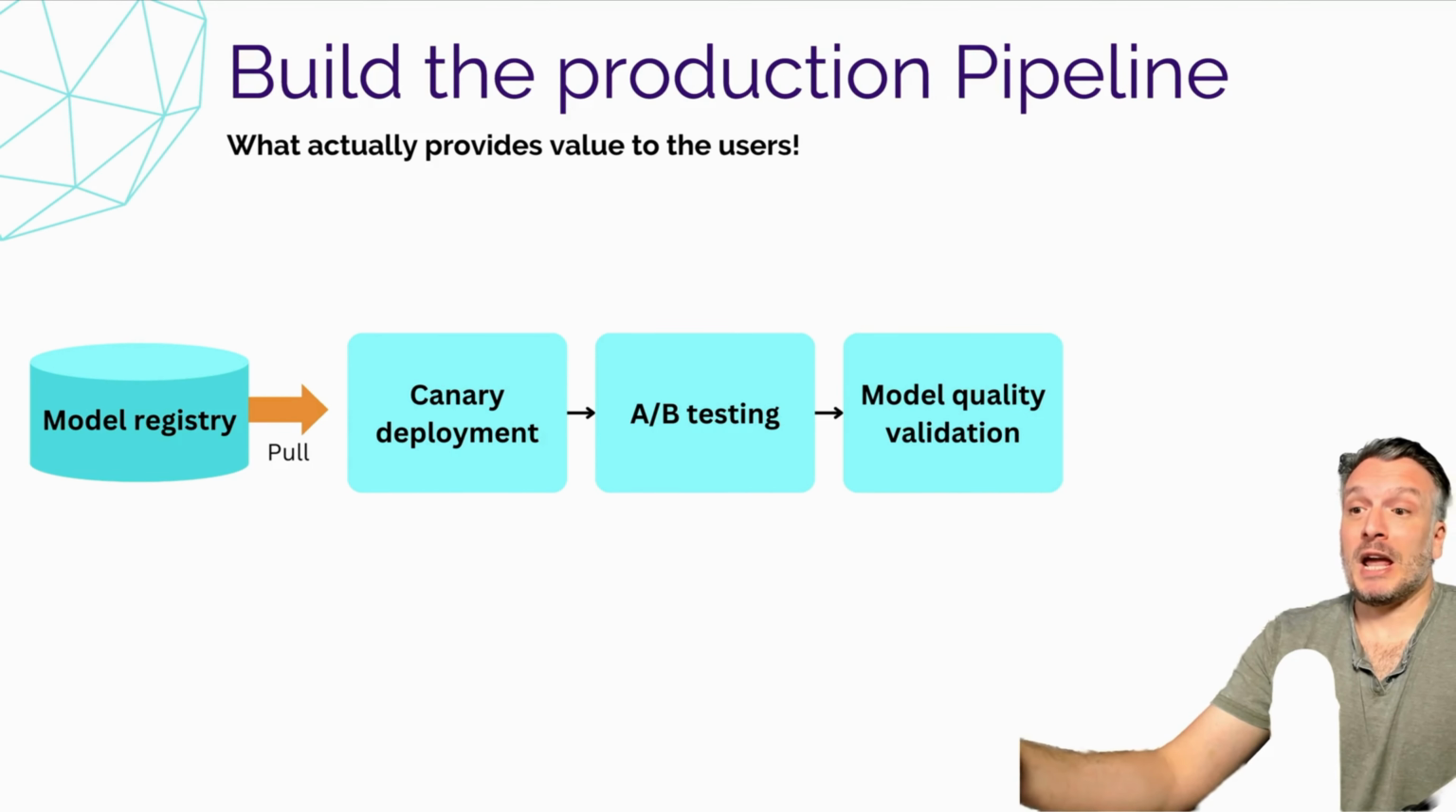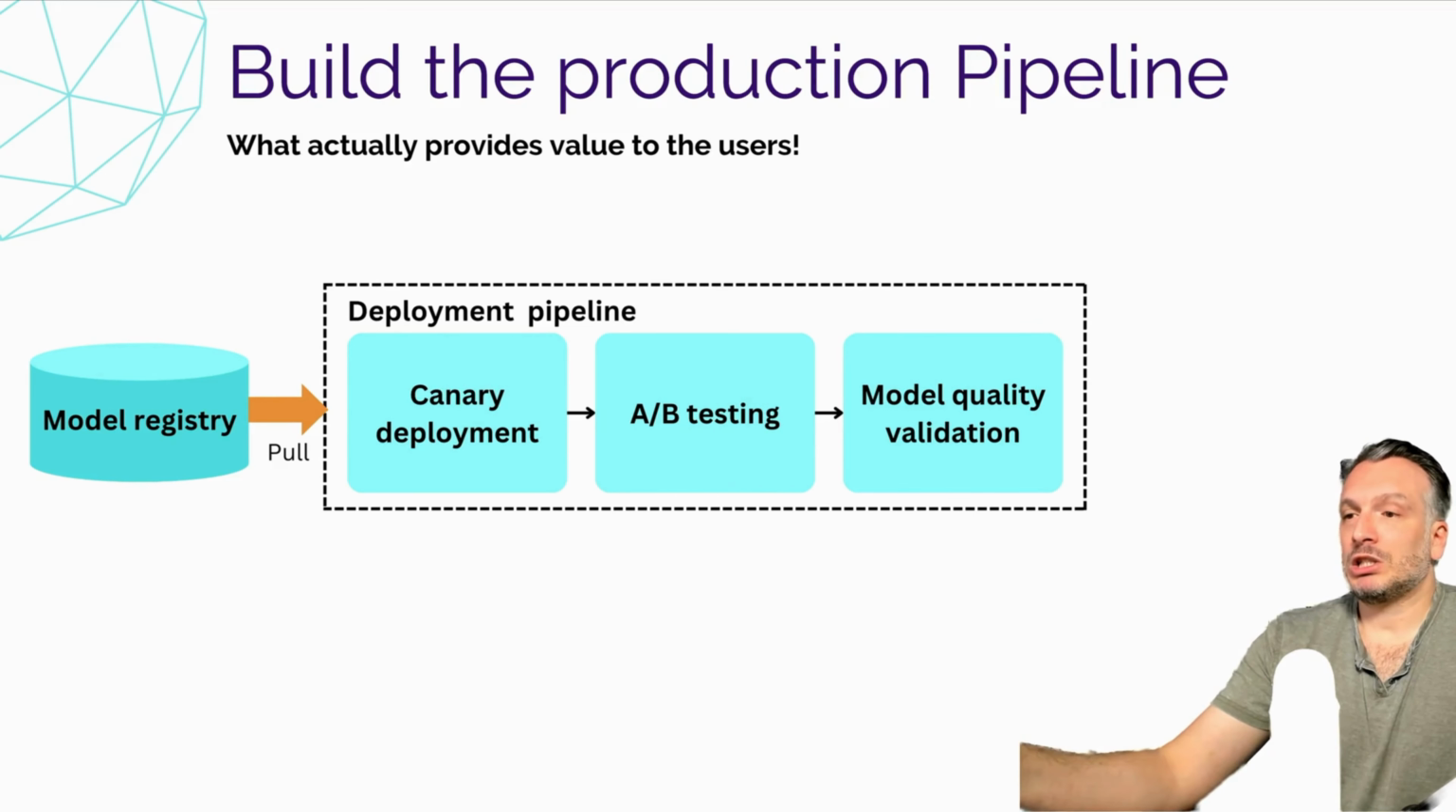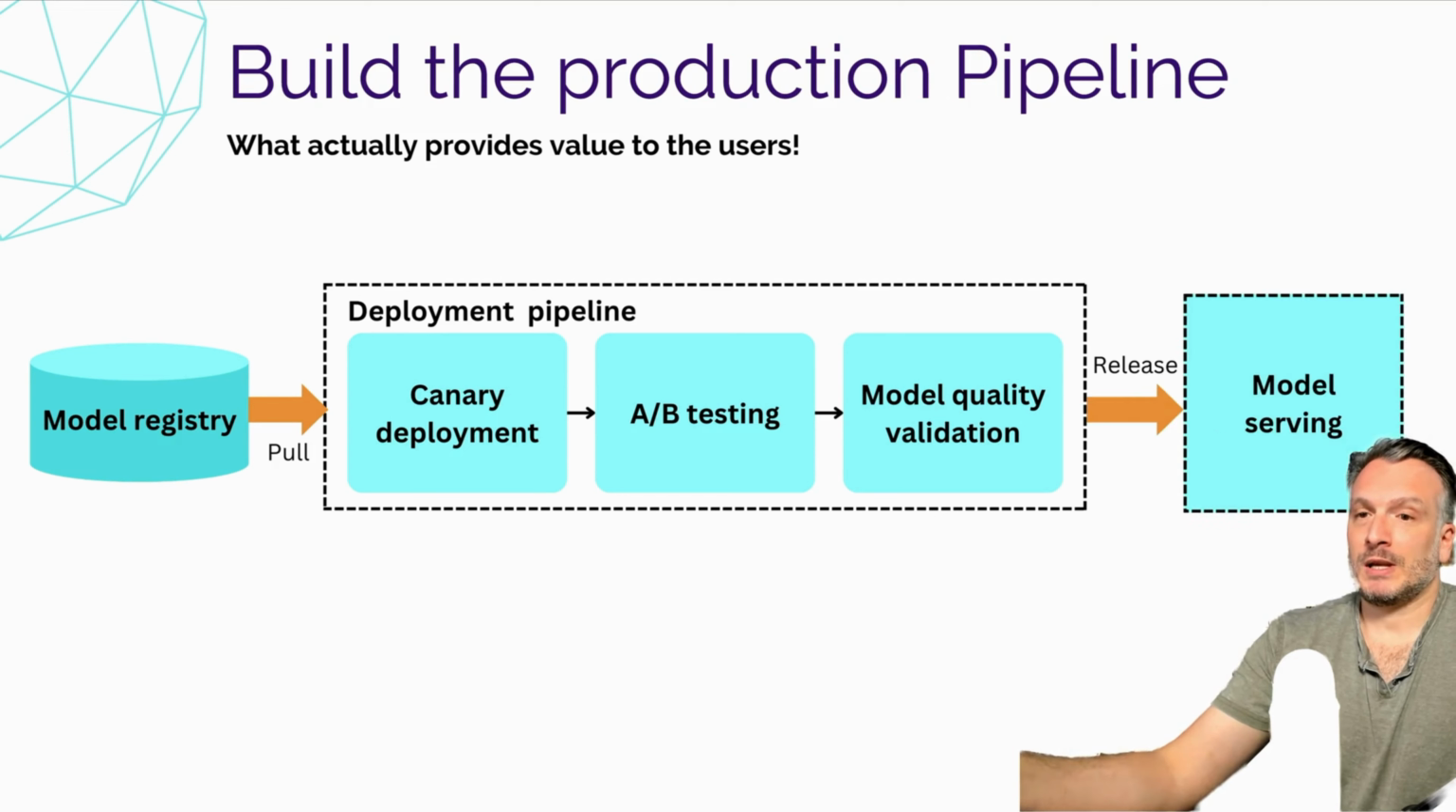Once you perform some A/B testing experiments, you need to ensure that those experiments validate that the model is ready to be deployed. This is a deployment pipeline. So there's a lot of steps you need to go through before you can have your model in production. And then once you validated your model in production, you can release it and you can have it serve your users.